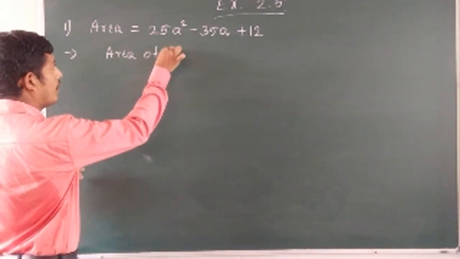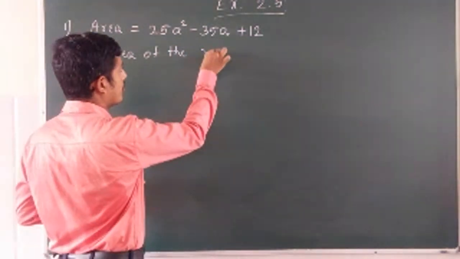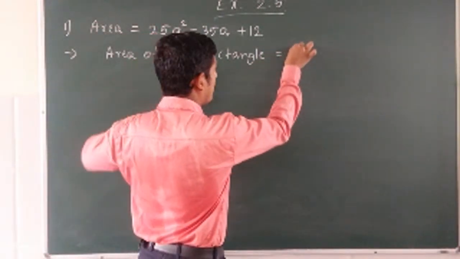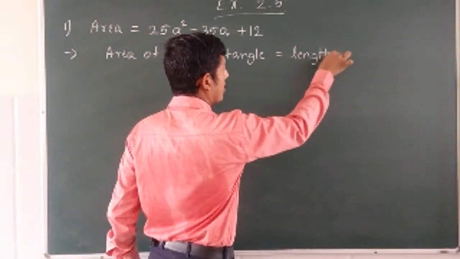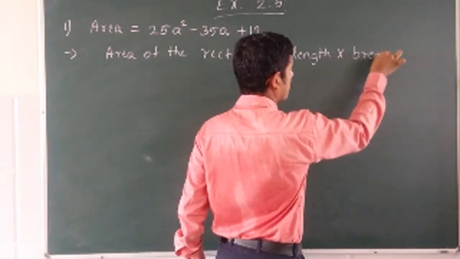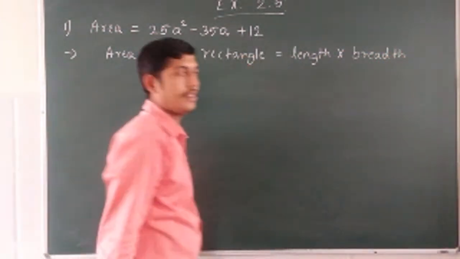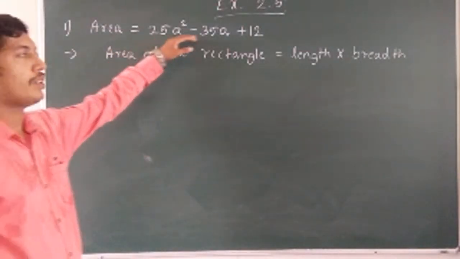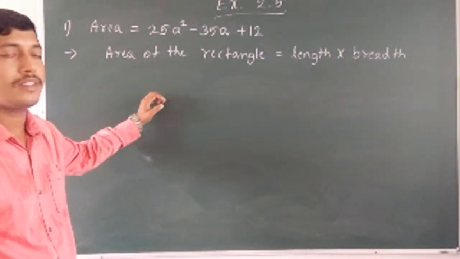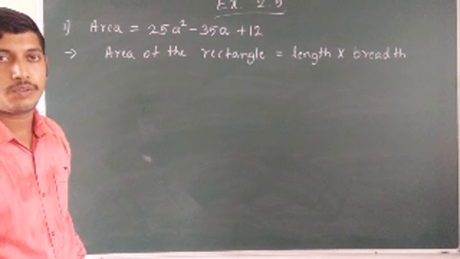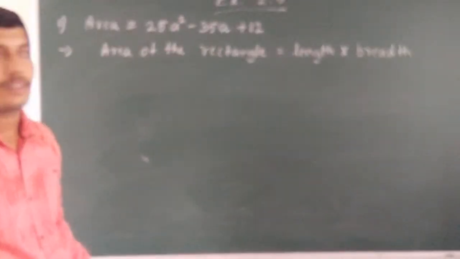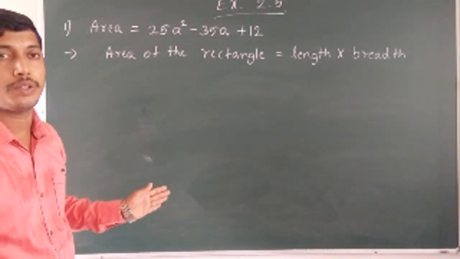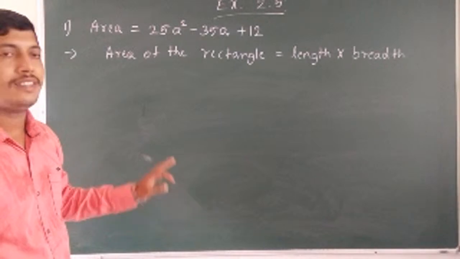Area of the rectangle equals length into breadth. Now here it is a quadratic equation, that is, the equation is in the form of ax square plus bx plus c. Okay. Now we have to find the roots or find the solution by using the method of splitting the middle term.